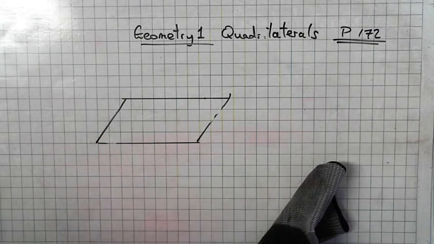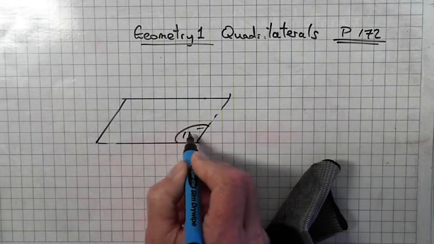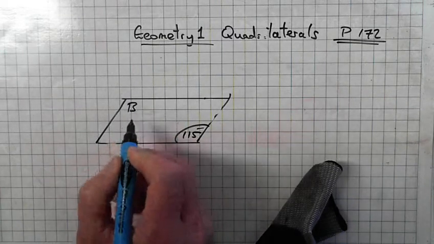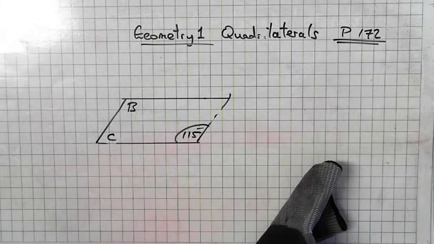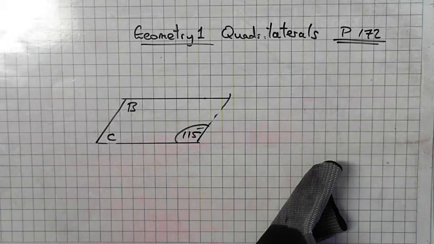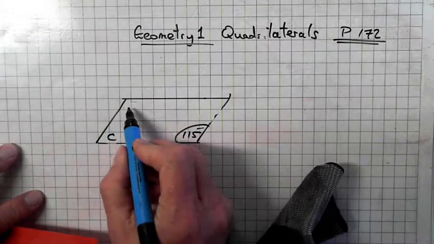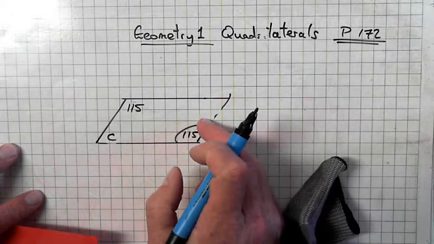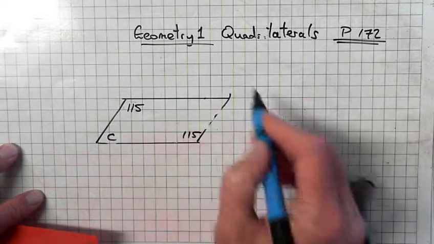Right, the next one. And the next question, second bit. This is 115, this is B, and this is C. Which one is equal to 115? B. Alright, if we go a step further, make it Z. All the angles add up to 360.